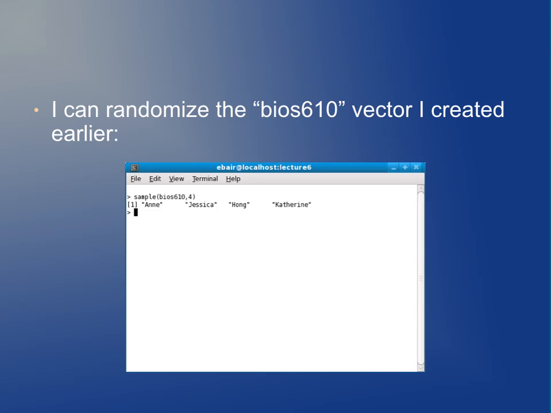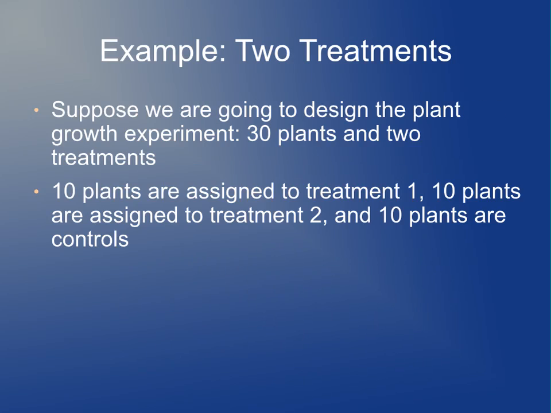Let's say I want to pick 4 students from my old Bio 610 class to pick on. I sample from the Bio 610 vector that I created earlier. I end up with a sample of size 4, the 4 students that I'm going to be mean to.